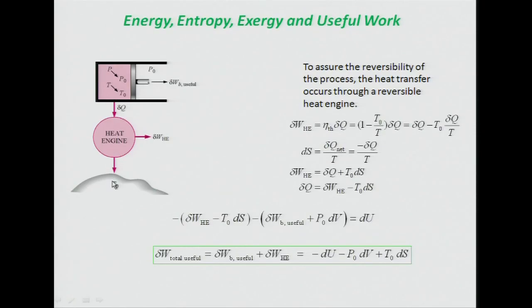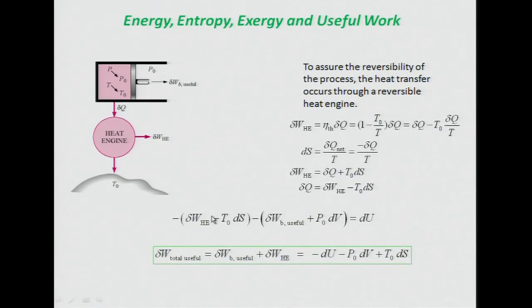So T naught is the surrounding temperature. T is the temperature now that we're operating the piston. Okay, so we've got this relationship here. There's a change in entropy, which is equal to minus delta Q over T. That's the net entropy change, again, incrementally during this process.